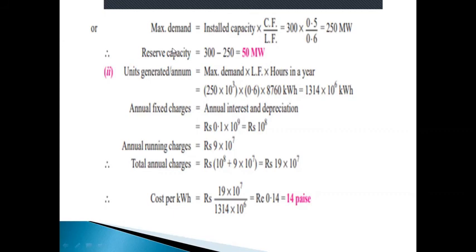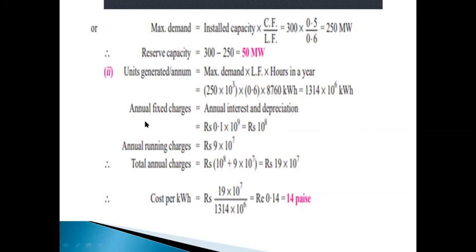Here you got maximum demand as 250 megawatts, that is 250 into 10 to the power 6 watts. You convert into kilowatts, that is 250 into 10 to the power 3, because we want kilowatt hours. Clear? You have got megawatts, so substitute in terms of kilowatts: 250 megawatts, or 250 into 10 to the power 6, equals 250 into 10 to the power 3 kilowatts. That's how you have to understand this conversion and how we have substituted. So you will get 1314 into 10 to the power 6 kilowatt hours generated in a year.